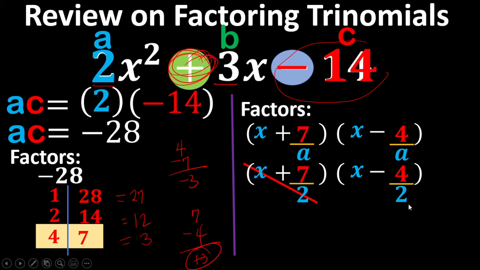And 4 divided by 2, that is 2. So, 2 times x, 2x. So, magiging 2x plus 7. And then, ito, magiging x minus 2. Those are now the factors.